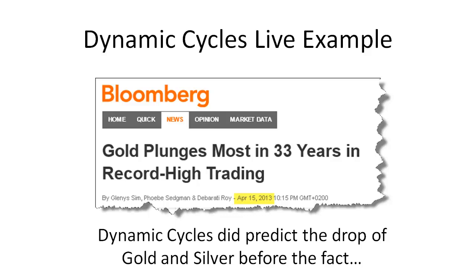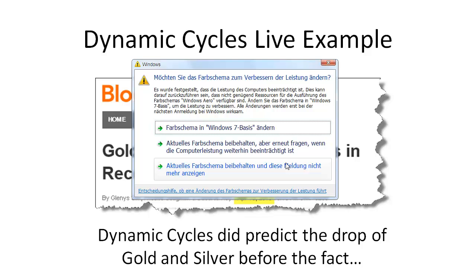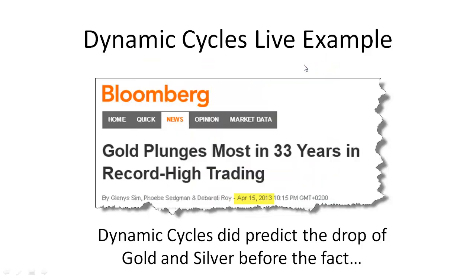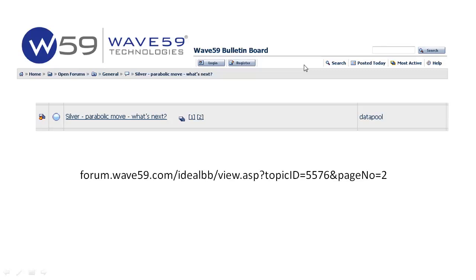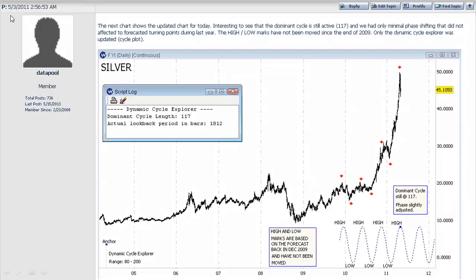First of all, I will show you a long and a short-term cycle on the gold and silver markets for the last 6 months, to review this situation. Let's start with 2 years ago. In 2011 we had this parabolic move in the silver market, and I just want to mention that everything I show here was posted in a public forum in advance. Mainly I post my analysis on the Wave 59 board. I want to highlight this post, which was done in the beginning of May 2011.